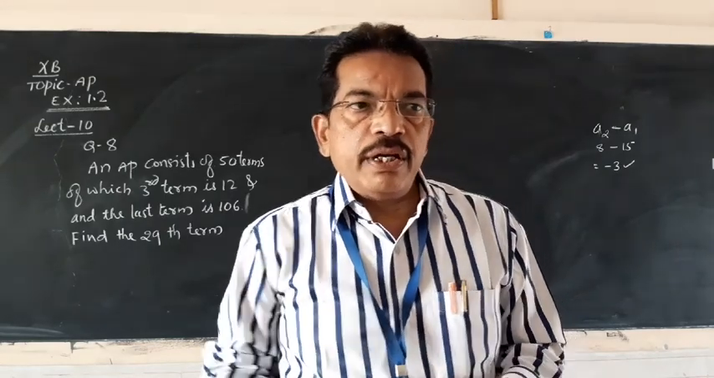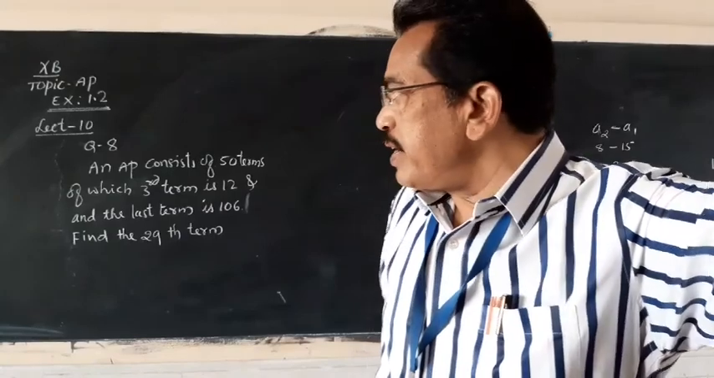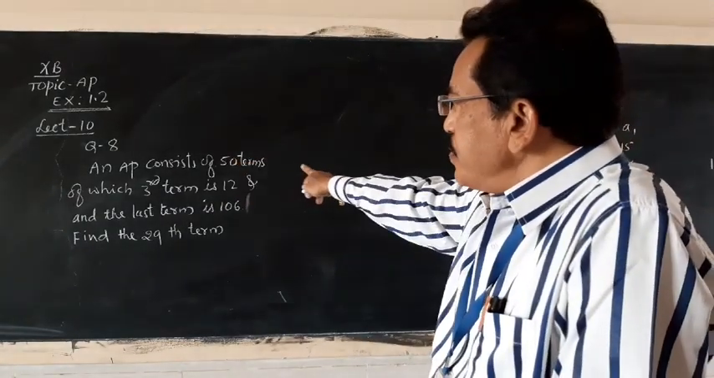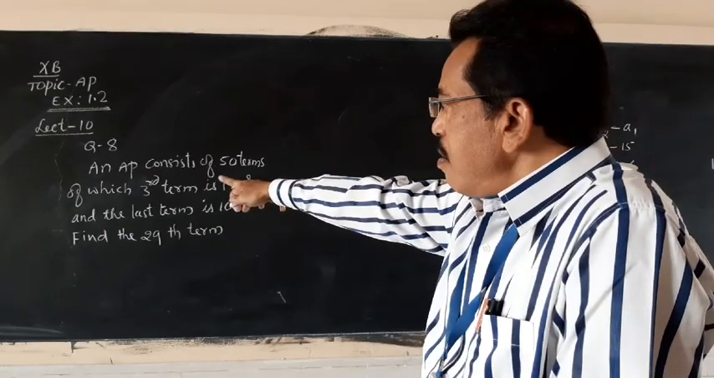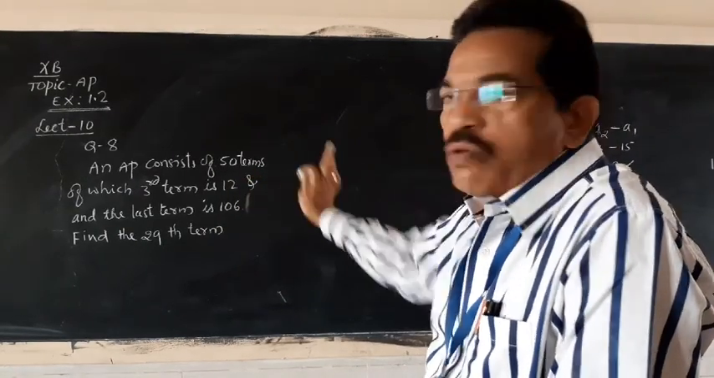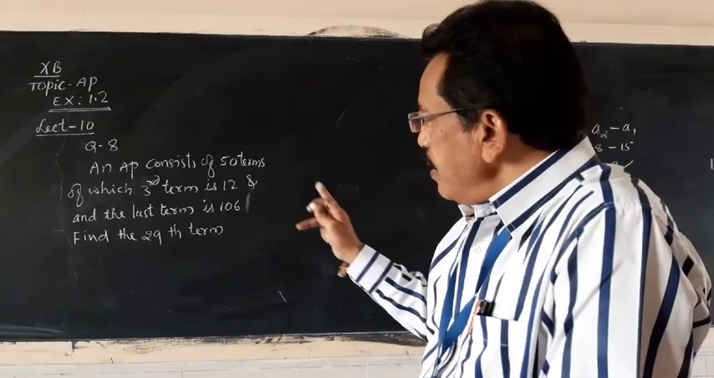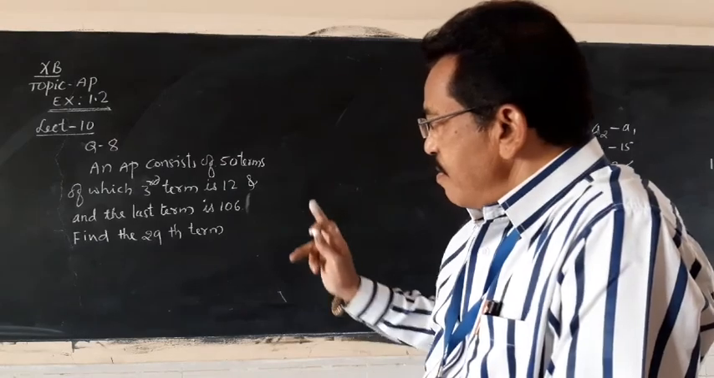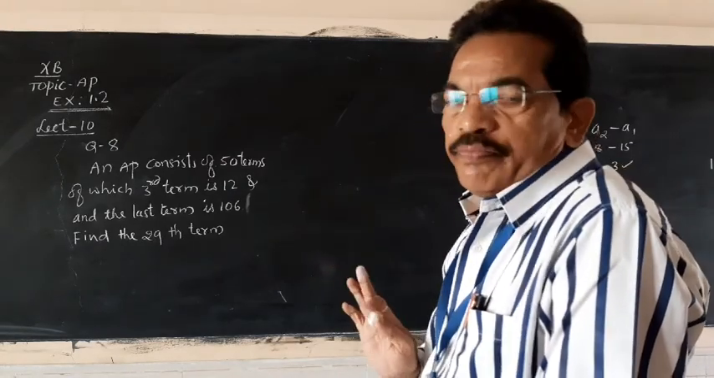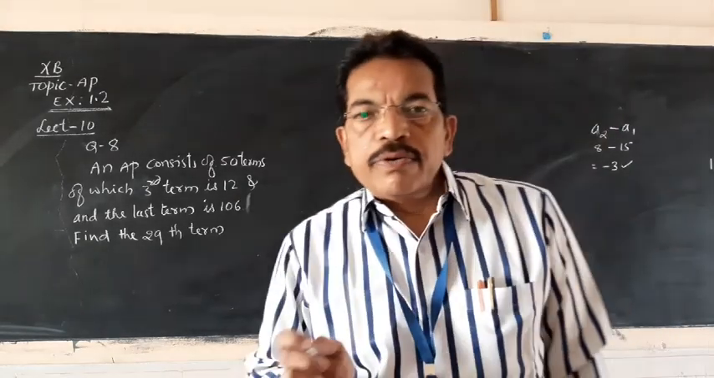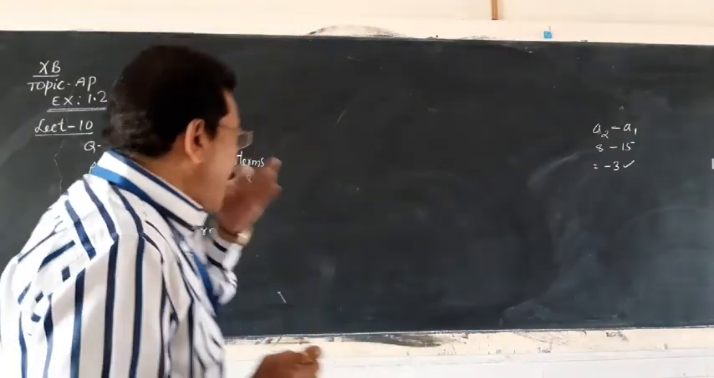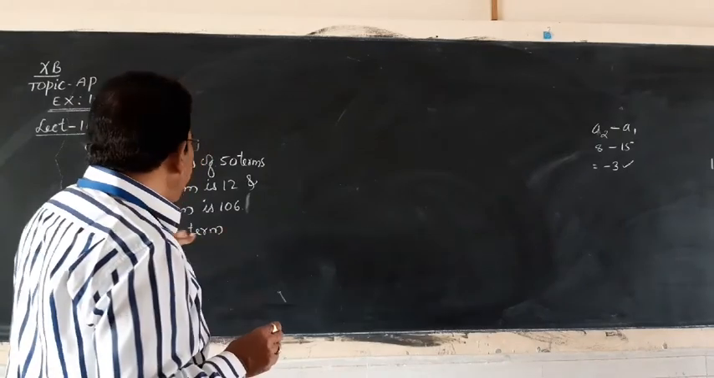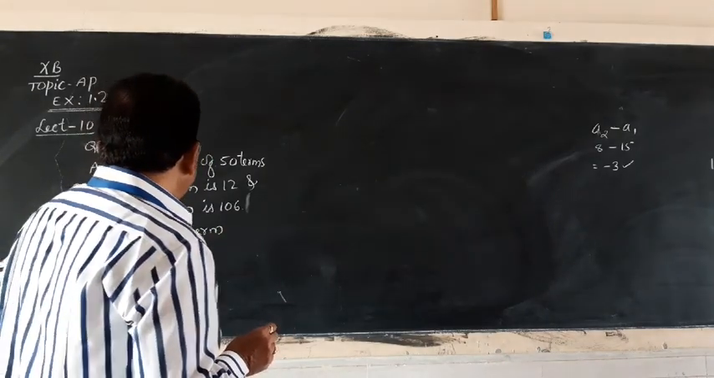Okay, now let us begin the next one, that is the 8th. It reads like this: an AP consists of 50 terms, of which the third term is 12 and the last term is 106. Find the 29th term. Before that, let us write what they have given.